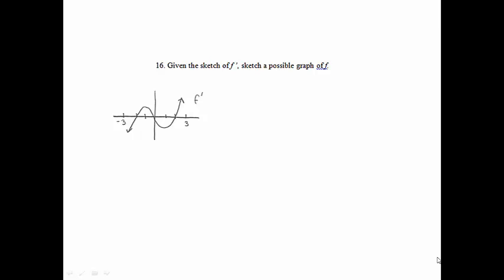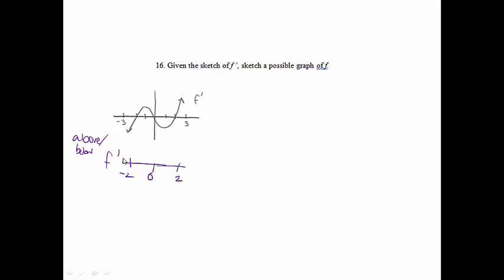Number 16, given the sketch of f prime, sketch a possible graph of f. All right, so to do this, I'm going to make myself an f prime chart. And f prime to f prime, they're on the same level, so I'm going to be looking above and below the x-axis. Okay, so first of all, f prime hits the x-axis at -2, 0, and 2.